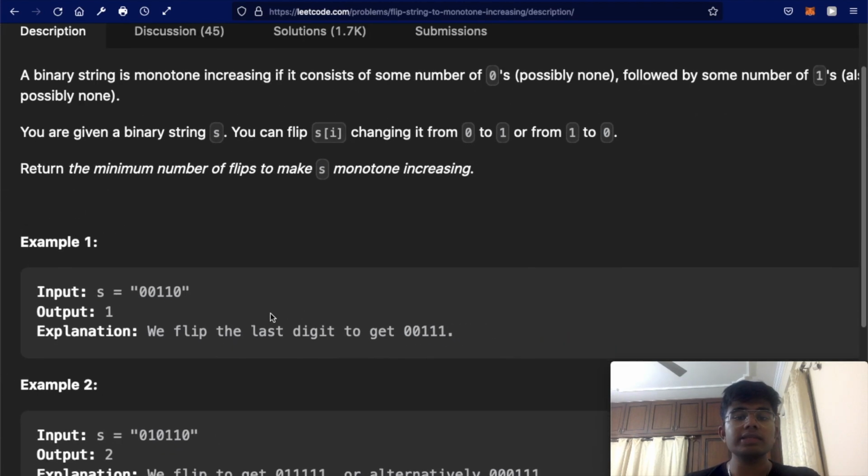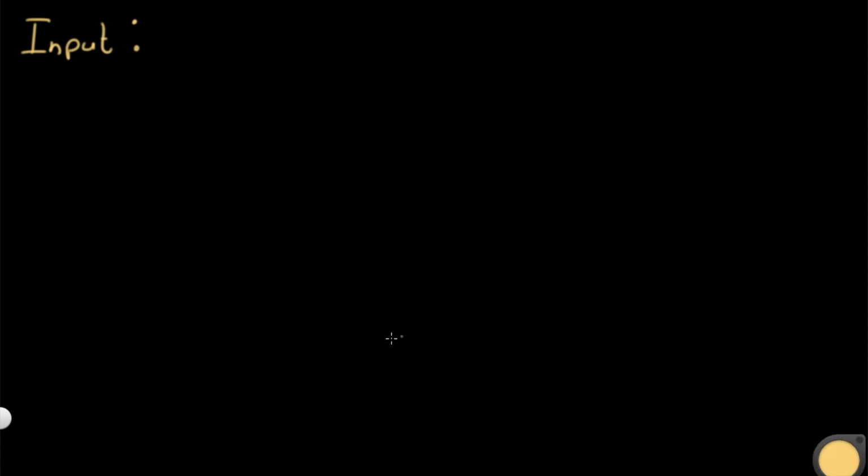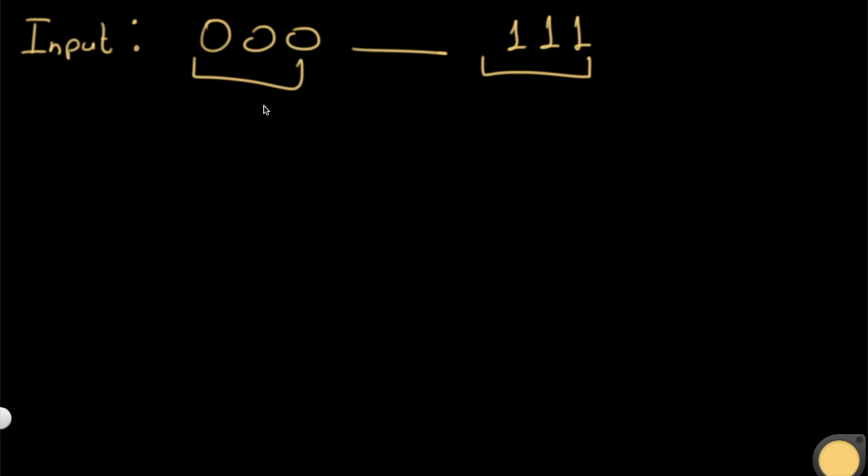Okay, so let's see how we can solve this question. One common mistake that is normally made with this, and something even I made, is that I try to ignore the beginning and the ending. For example, if I had a ton of zeros in the beginning, followed by some ones, I would ignore these zeros and ones, assuming that they are in the correct position.